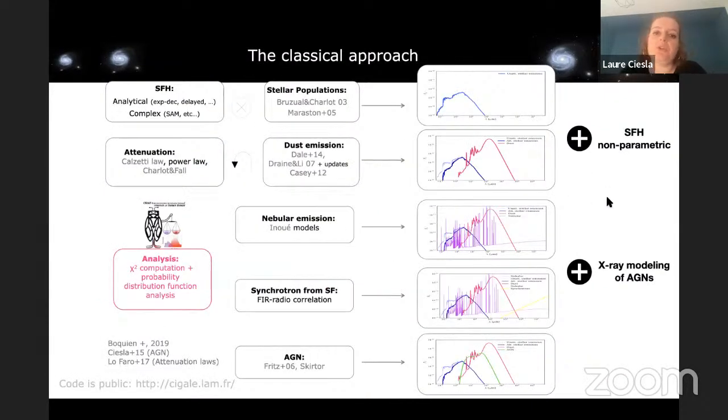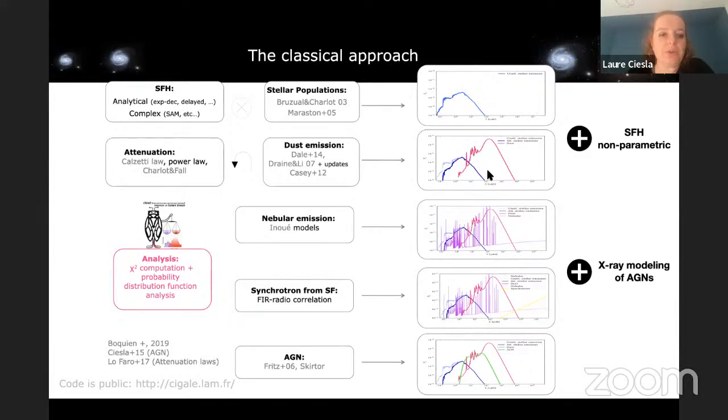So the classical approach to recover the star formation history of galaxies is SED modeling. SED is for spectral energy distribution of galaxies. And what we generally do is take observations from UV to infrared and almost radio, and we build models of SEDs that we adjust to our data, and we derive parameters such as star formation rate, stellar mass, dust attenuation, infrared luminosity, etc.